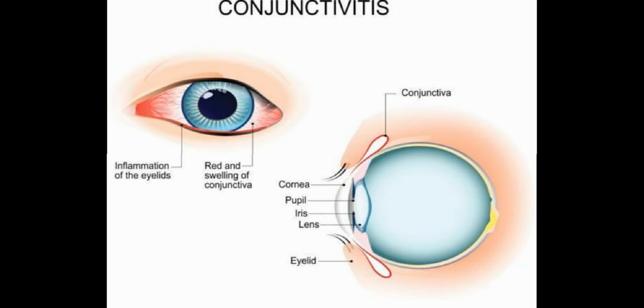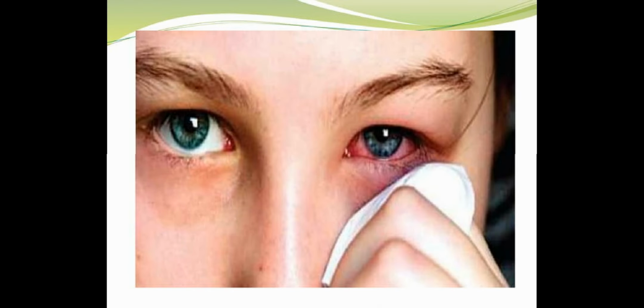This diagram shows the conjunctivitis infection when the sclera part of the eye becomes red. As you can see from this diagram, the eye of the person becomes red and there is also inflammation. So this is called conjunctivitis.